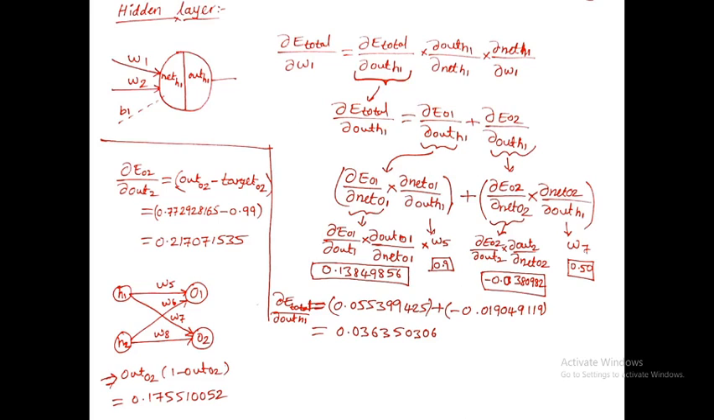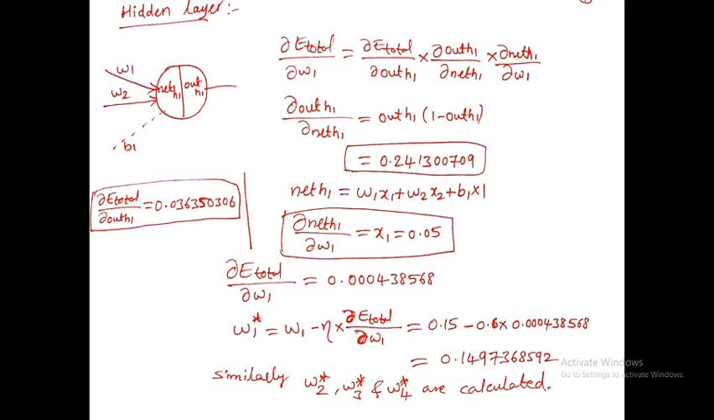What is the first equation of this slide? Dou E total by dou W1, right? In that first equation, the first term is nothing but dou E total by dou out H1. That term you got in the last step. So the remaining two terms also we need to find out. Then we can find out dou E total by dou W1. So what is the overall equation? Again, here I have written the overall equation, that is dou E total by dou W1 is equal to dou E total by dou out H1 into dou out H1 by dou net H1 into dou net H1 by dou W1.